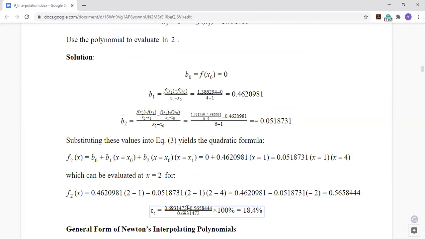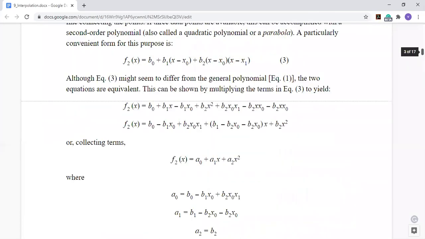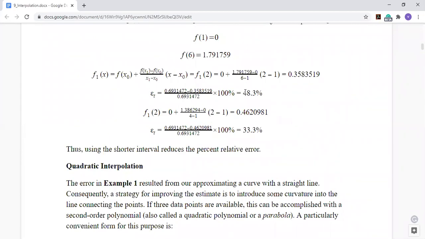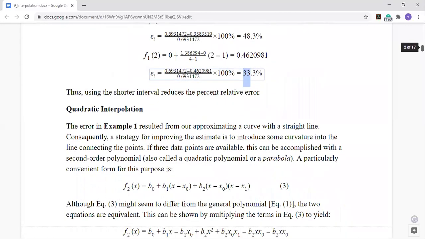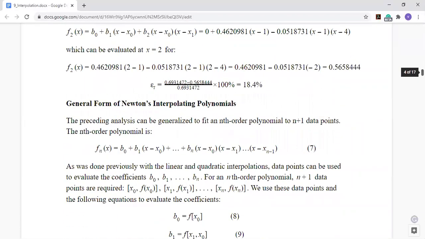In question one, the true error was given to us, so we can calculate the error. The error is 18.4%, which is lower. Remember when we used the linear polynomial, we got 48.3%. But when we reduced the interval, we got 33%. But using a second order polynomial, the error reduced from 33% to 18%. So the result is much more accurate as the order of the polynomial increases.